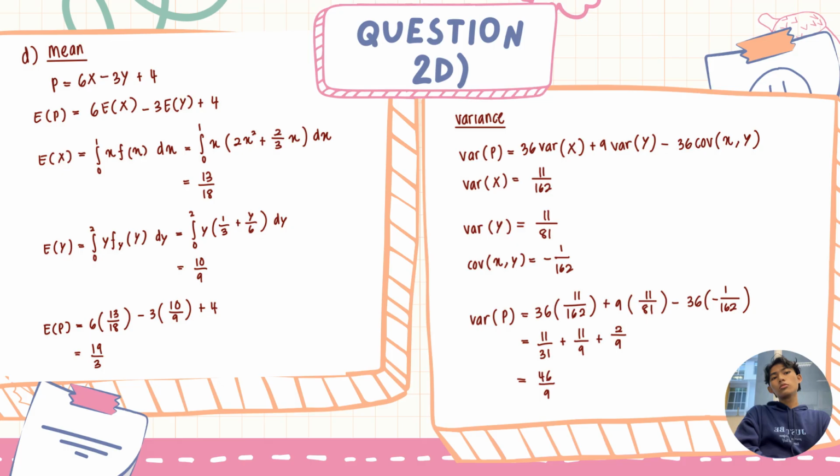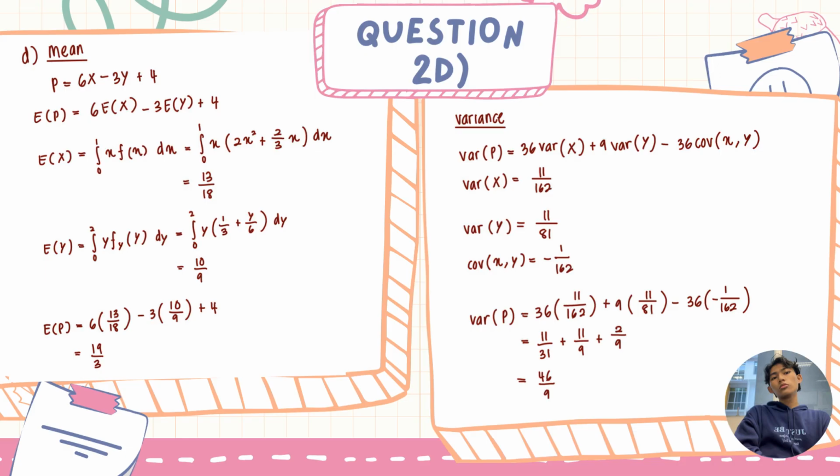Part D. We are given a linear combination of random variables, P equals 6x minus 3y plus 4. Next, we need to find the mean and the variance of P. For the mean, we use the linearity of expectation. E of P equals 6 E of x minus 3 E of y plus 4. Using the marginal density functions, we calculate E of x and E of y and substitute them into the formula. The final value of the mean of P is 19 over 3.